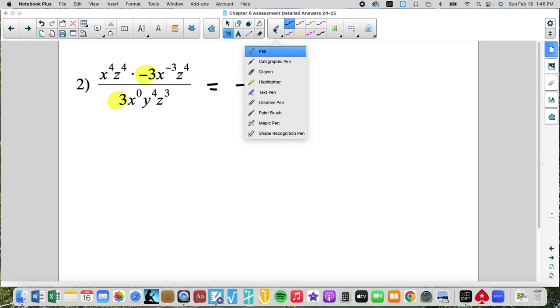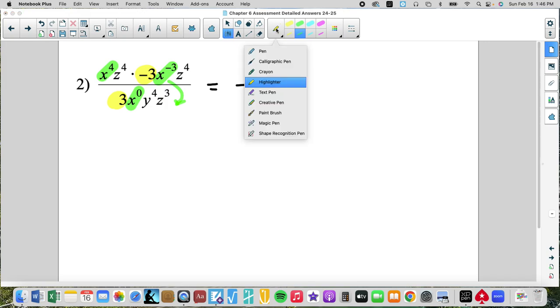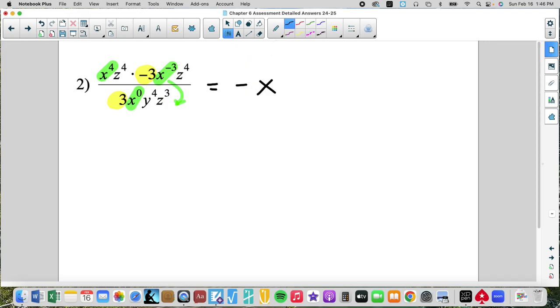And then we have our x's. Let's look at, we have x to the fourth, x to the negative third, x to the 0. So this x to the negative third goes down. X to the 0 is equal to 1. We have 4 in the numerator, 3 in the denominator, so I have an extra x in the numerator.